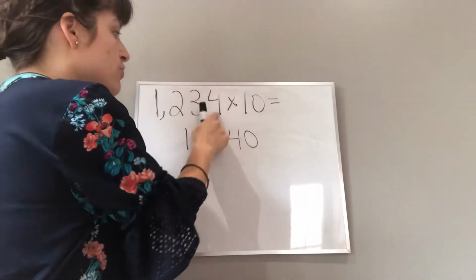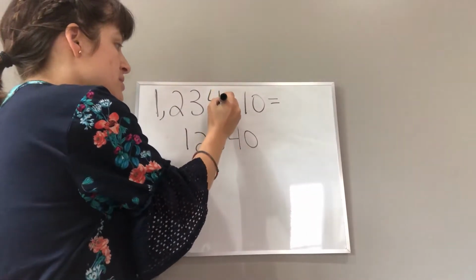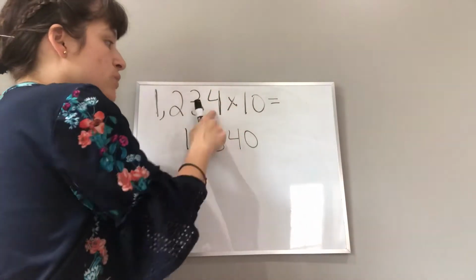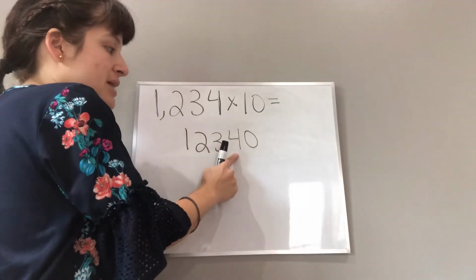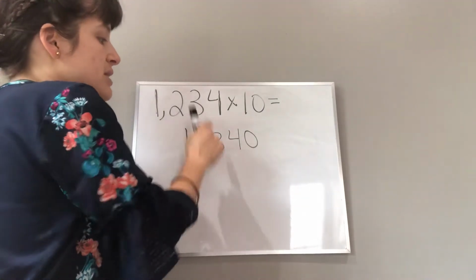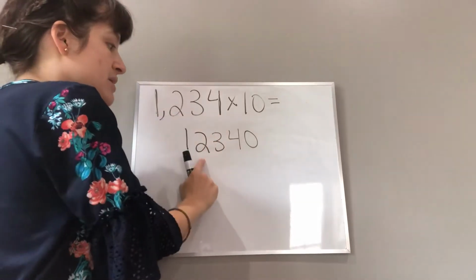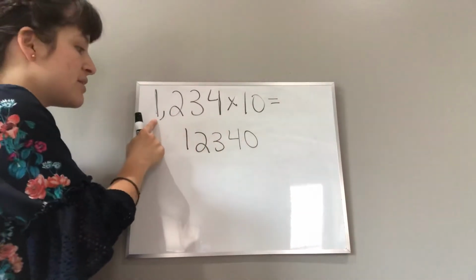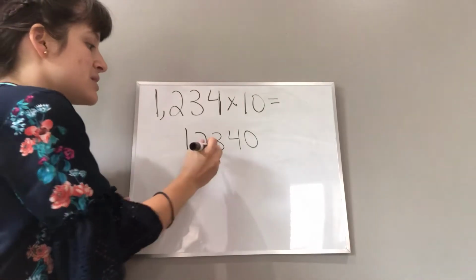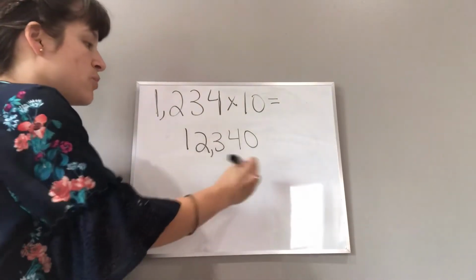So a 0 is added to the whole number, and each digit is moved up to a higher place value. The 4 in 1,234 is in the ones place value, and now it's in the tens. The 3 was in the tens, and now it's in the hundreds. The 2 is in the hundreds, and now it's in the thousands. The 1 was in the thousands, and now it's in the 10,000s. So every digit is moved up one place value.